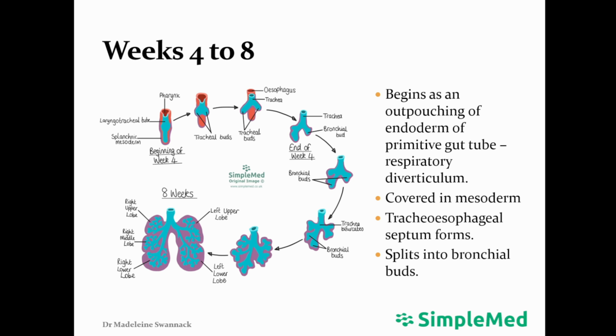By the end of week 4, the respiratory diverticulum splits into two bronchial buds. These will go on to form the conducting portion of the two lungs. Eventually, the respiratory portion of the lungs will form from the mesoderm that surrounds these bronchial buds. As you can see from the image, by the end of week 8, the 3 lobes of the right lung and the 2 lobes of the left lung have begun to form.